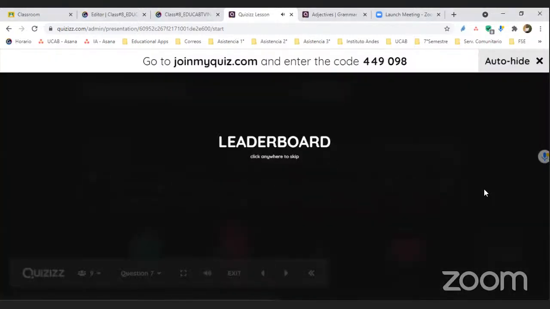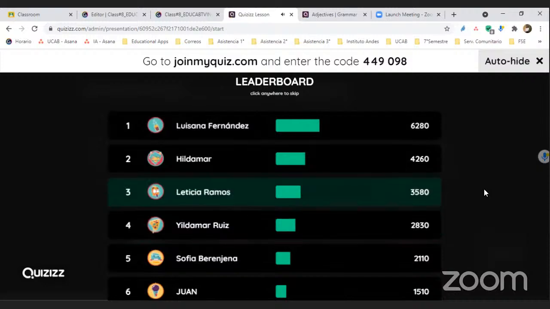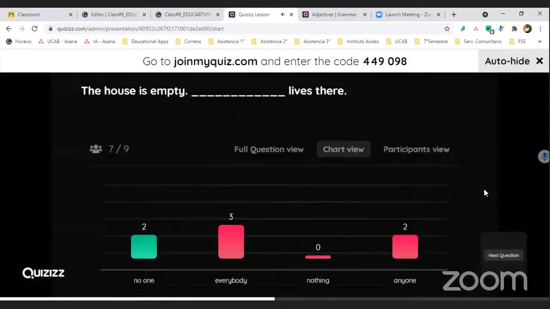Okay, so let's see. Here we have a division between the options that you chose. So if no one is in the house, because it is empty, we need to use no one. The house is empty, no one lives there. Empty means vacío. So if the house is empty, it means that nobody, no one is there. So this was the correct answer because the house is empty.